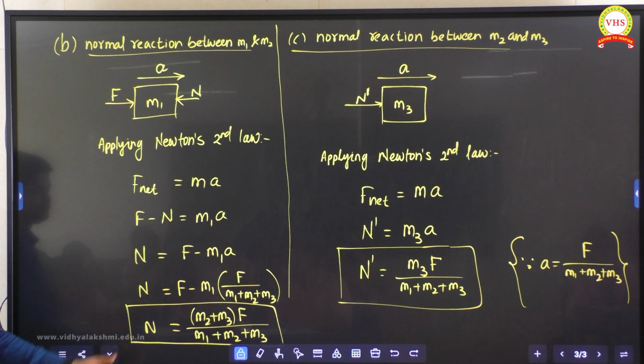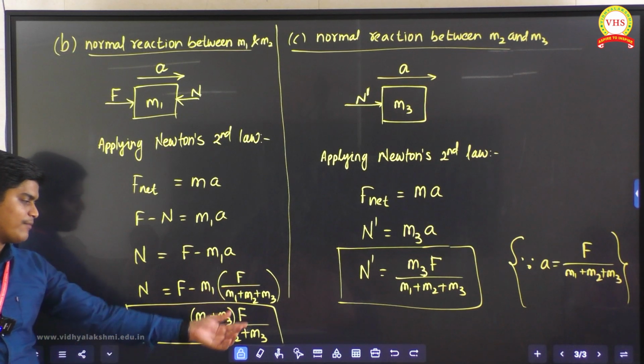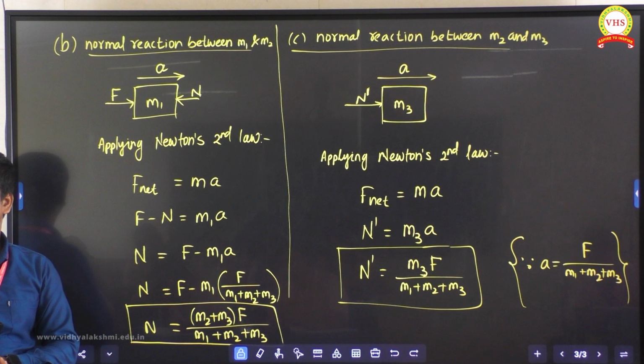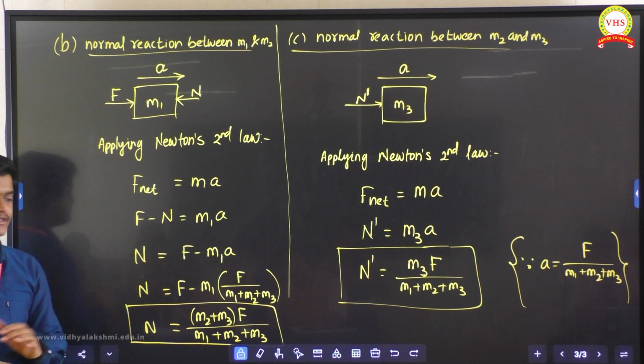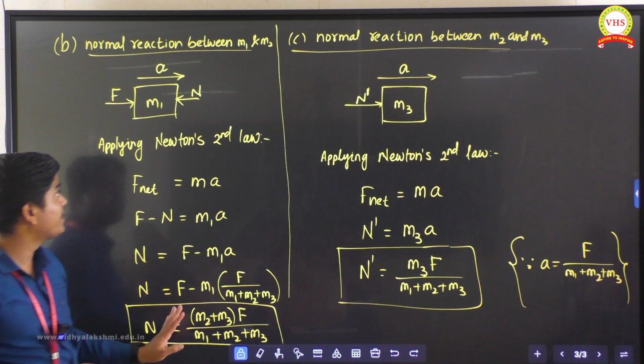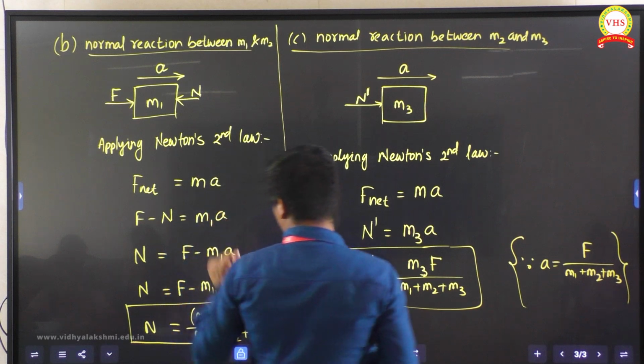This one only you have. M2 plus M3 into F by M1 plus M2 plus M3. Clear? Yes or no? No doubt is there, right? Okay. So this is the normal reaction between M1 and M2.